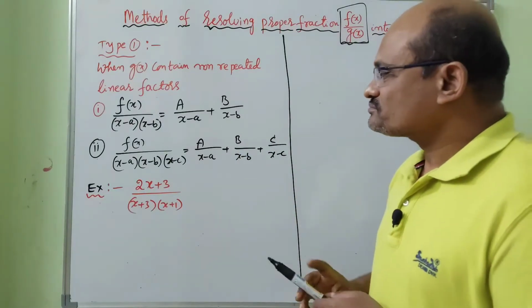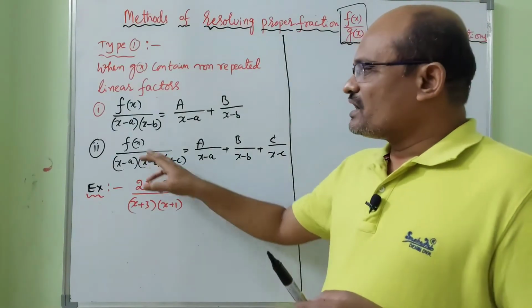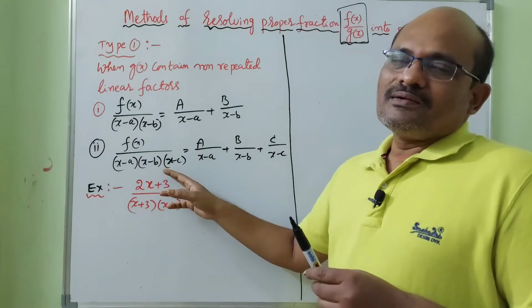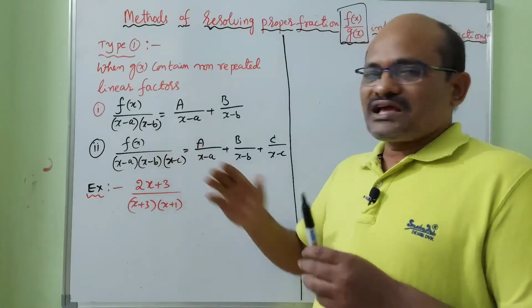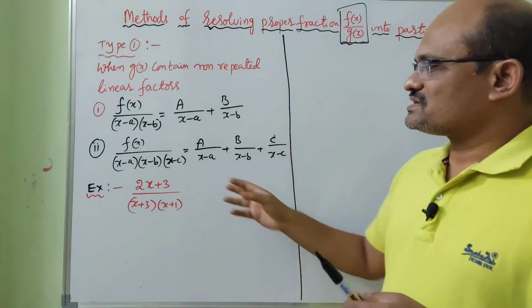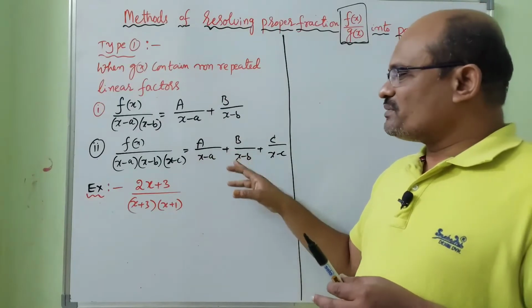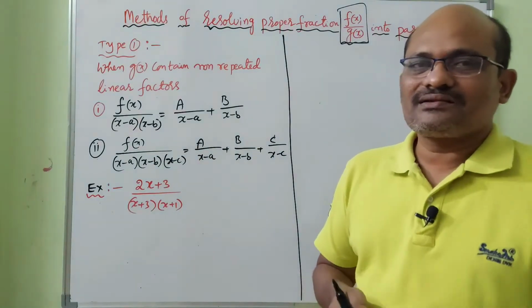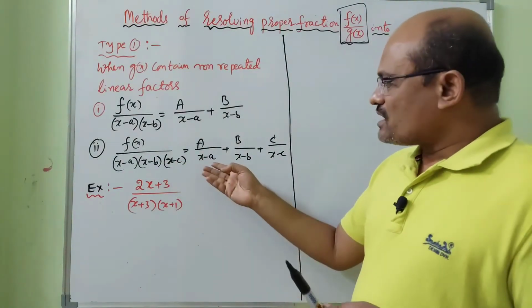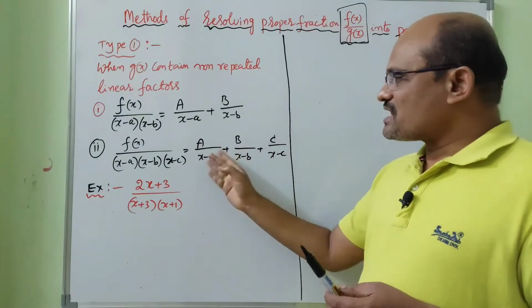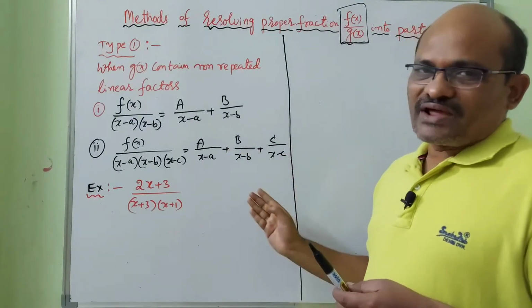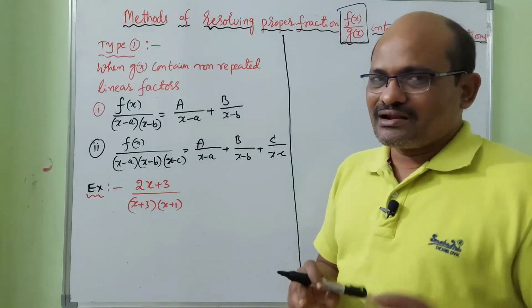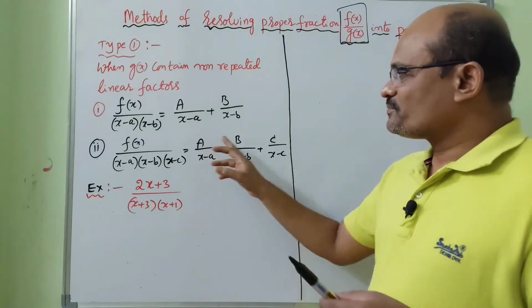Then these two we can write as partial fractions. Now the second one, f of x by x minus a into x minus b into x minus c. Here we have three non-repeating linear factors. Now this fraction can be resolved into three partial fractions, A by x minus a plus B by x minus b plus C by x minus c. Suppose four linear factors are there in the denominator. As usual, take four different constants and write as a sum of partial fractions. Because these are all linear factors with degree 1, the numerator should be a constant.